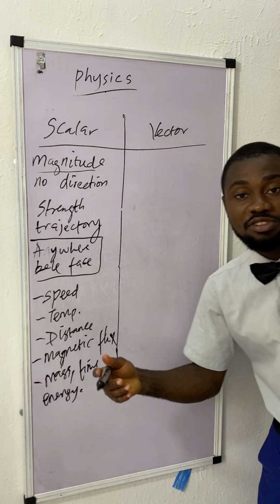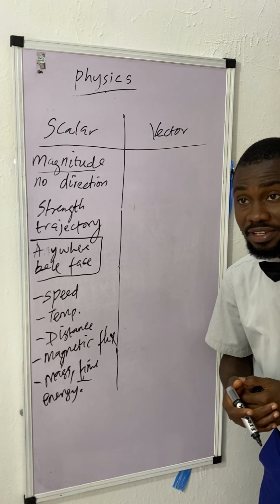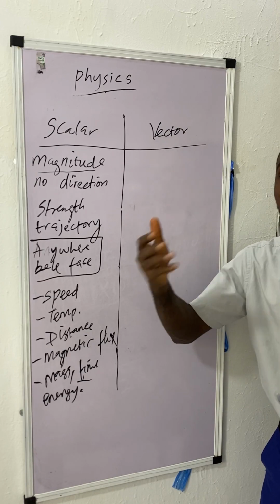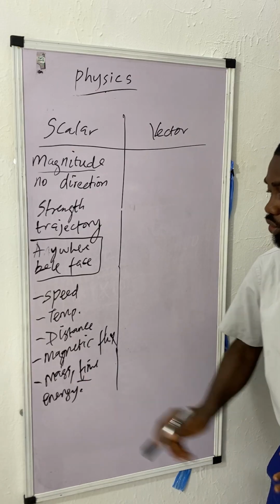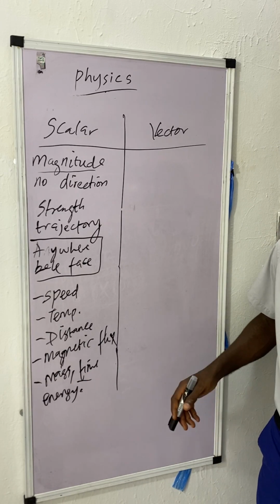No direction. You have energy. Does your energy have direction? No. Time. Does time have a direction? No. It just continues to go. The clock continues to tick. No direction. Does mass have a direction? No. Mass is the amount of matter contained in a substance.